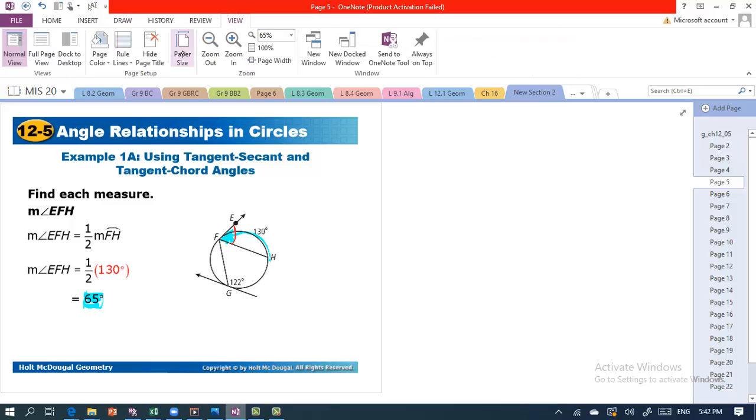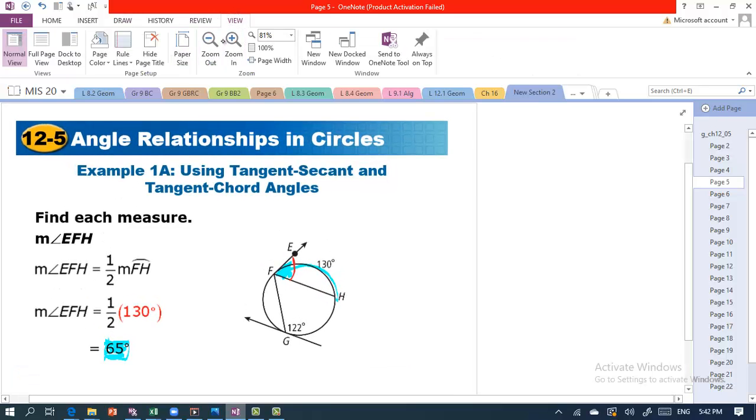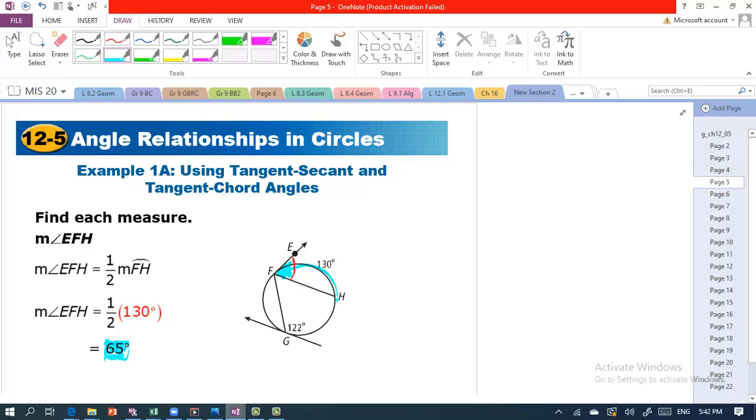Example for this: we want to find the measure of angle EFH, which is shown in blue. It intercepts the arc FH, which is 130. By the rule, the measure of angle EFH is half of 130. Half of 130 is 65, so the angle is 65 degrees.